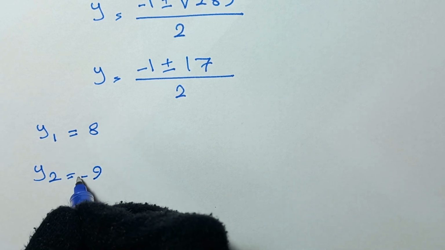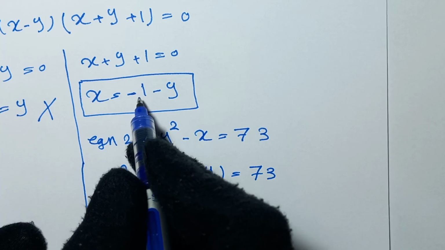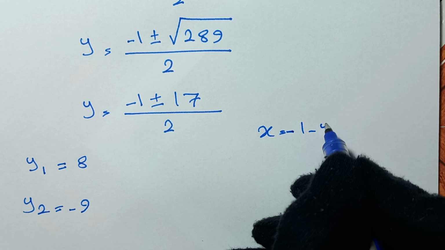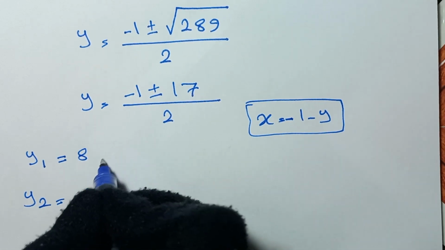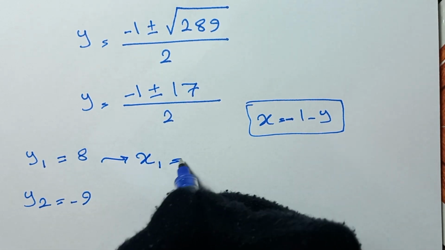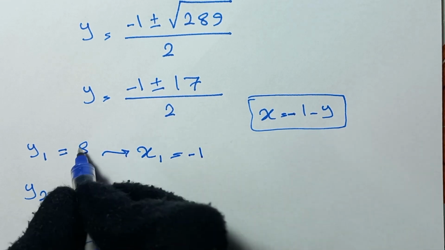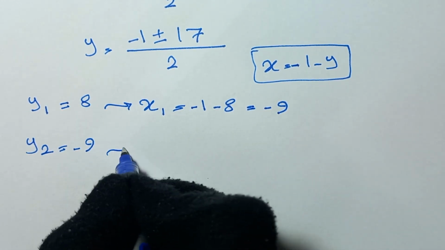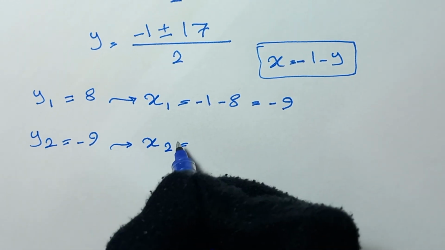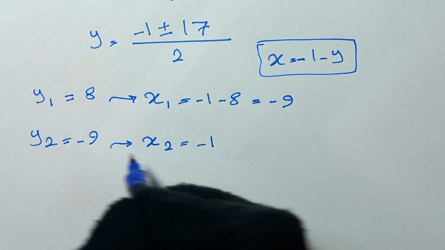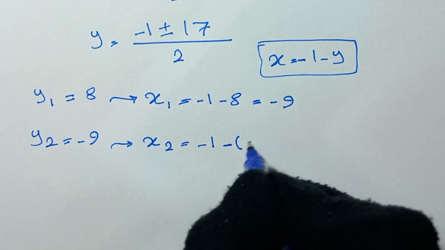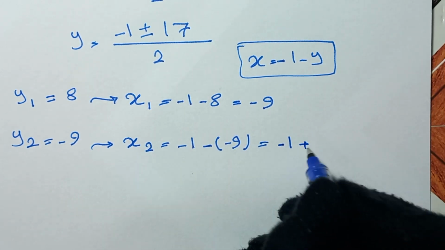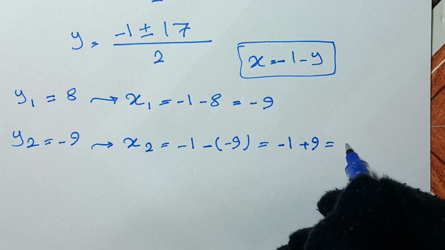So here x equals negative 1 minus y. From here, x1 is negative 1 minus y, minus 8, and it will be negative 9. And from here, x2 is negative 1 minus y, minus negative 9. It will be negative 1, and negative times negative will be positive, plus 9, which equals 8.